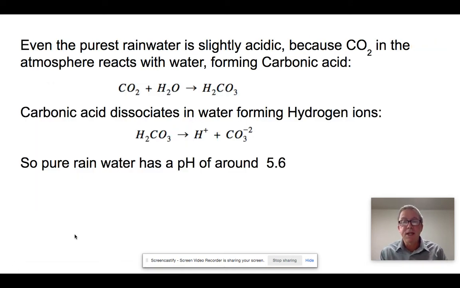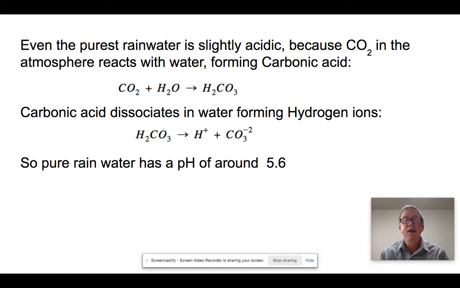Now, it's worth noting that even when we talk about pure water, that's really something that humans make. Water in nature is not pure water in that sense. So we find that even the quote purest of rainwater is going to have an acidity, a hydrogen ion concentration, that's greater than what you find in pure water. So in other words, the pH is lower than 7.